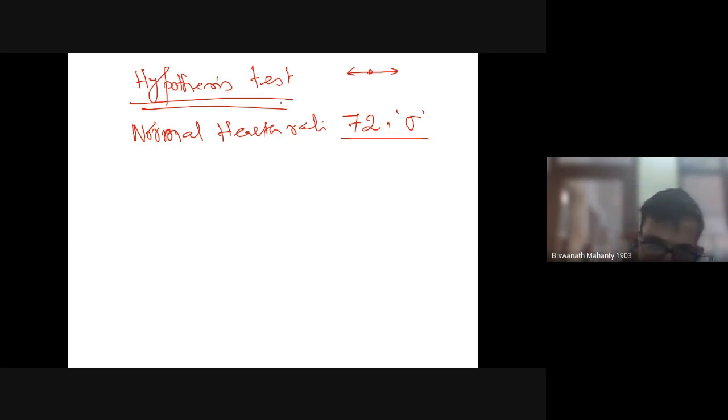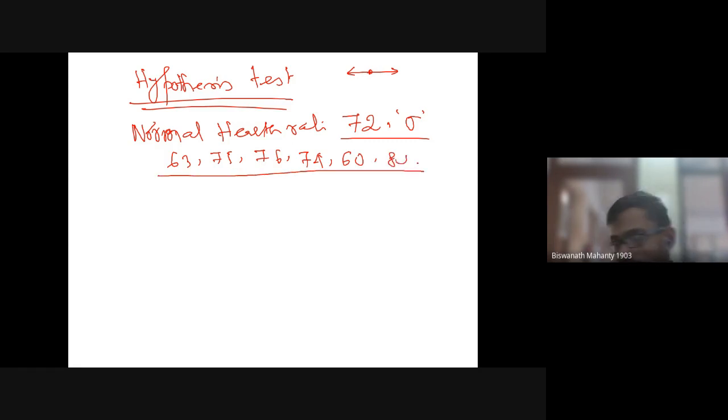Let me give another simple example. I'm taking 10 individuals and measuring their heart rate. Someone gives 63, someone gives 75, someone gives 76, someone gives 74, and someone gives 60, like that. I measured these from the population, I mean my 10 students in my class. 10 is very small, but assume it for the time being.